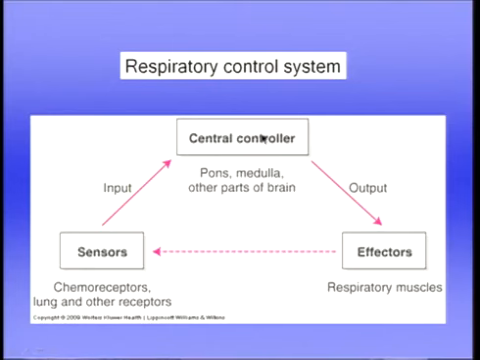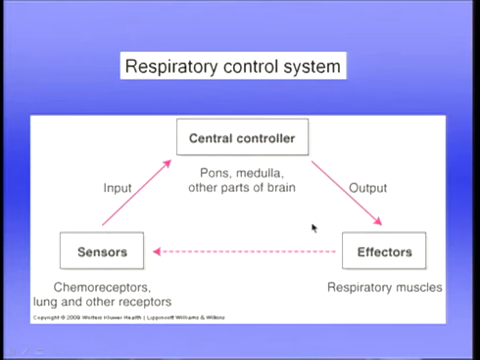Now, one of the important features of this respiratory control system is that it is a negative feedback system. What do I mean by that? Well, suppose the PCO2 in the blood starts to rise, perhaps because during sleep there's some obstruction to breathing. The chemoreceptors will recognize the increase in PCO2 in the blood and send the information to the central controller, and the central controller will increase the ventilation by increasing the output to the respiratory muscles. The result of the increase in ventilation is to reduce the arterial PCO2, and in that way the system is returned to its normal situation. So that's an example of negative feedback.